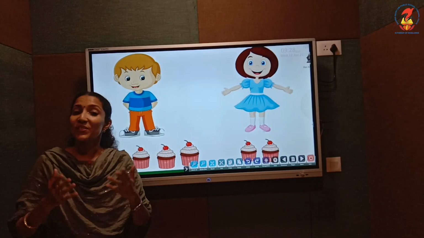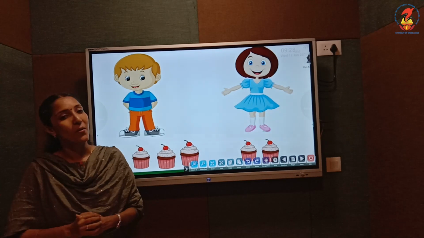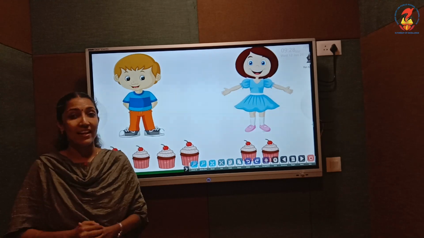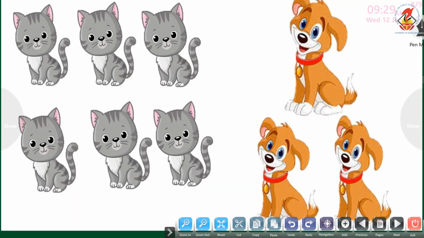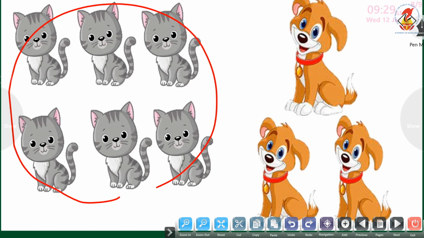So children, today we learned a new concept, more and less. Can we look into more examples? Here on one side we have the picture of cats and on the other side you can see the picture of dogs. Children, can you find out which animal is more in number? Yes, cats are more in number and dogs are less in number.